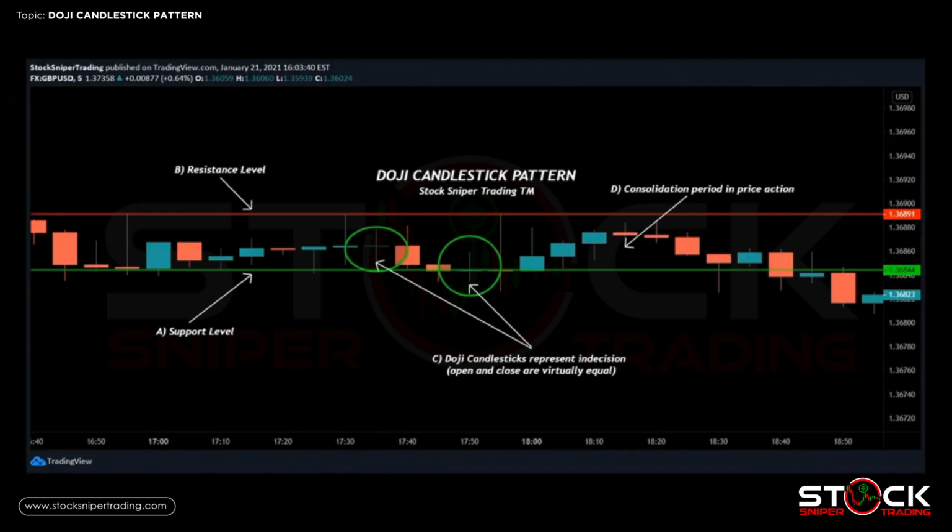We have our support level, A, where we have buyers coming into the market. B, we have our resistance level where sellers are coming into the market. And C, we have 2 doji candlesticks which represent indecision where the open and close are virtually equal. And the price bounces around after these doji candlesticks in a cool off period. And we have a lot of consolidation period and price action, D. And finally, at the end of this, we do start to see where the sellers take the momentum and then we break through the previous support level and we do continue to the downside.